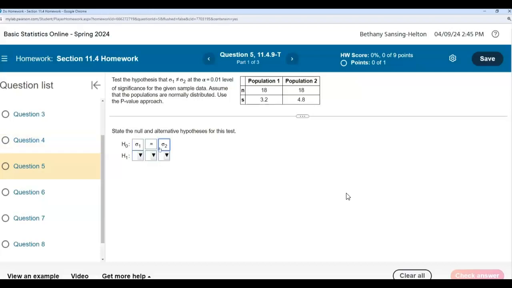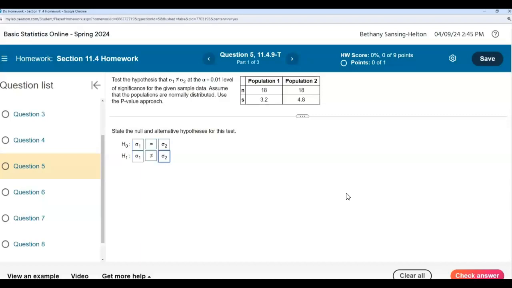So our null hypothesis for paired ones is that they're the same. And that's basically always what it is, that they're the same. And then the alternative is that they're different, or one is smaller than the other. But here they tell us specifically that one is smaller than the other. And we're assuming the populations are normally distributed.